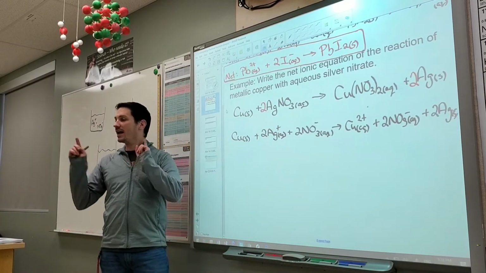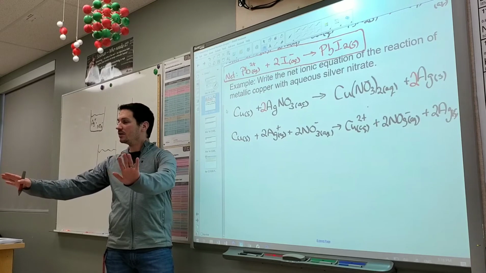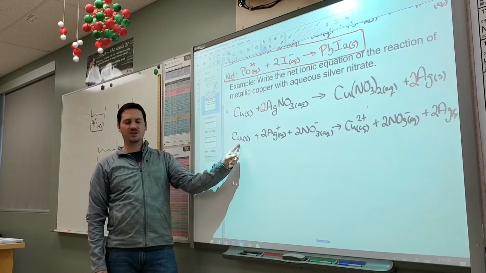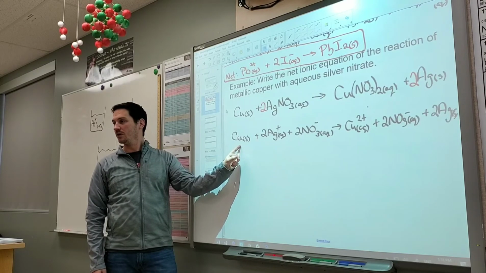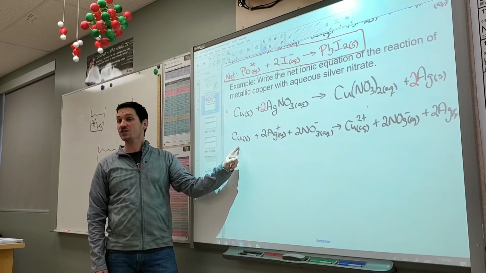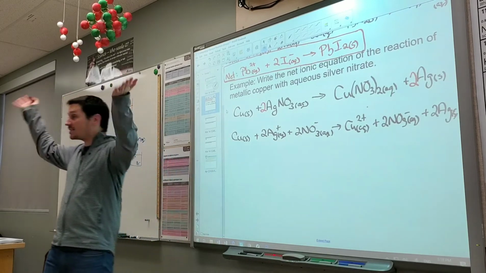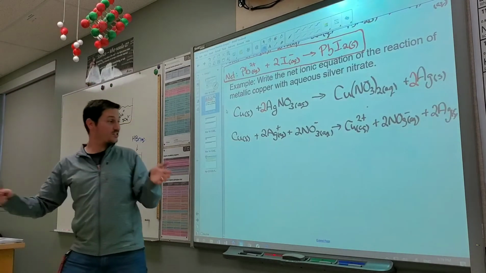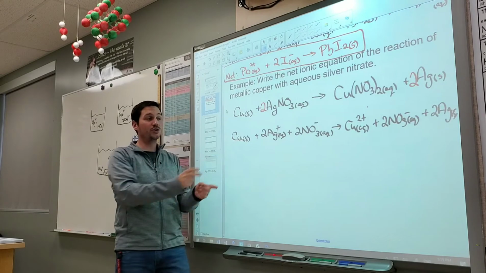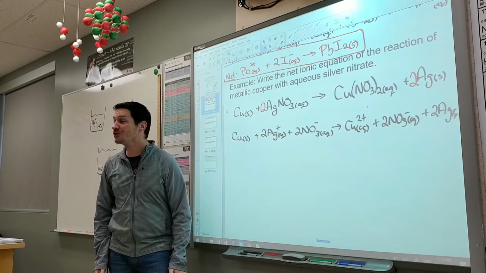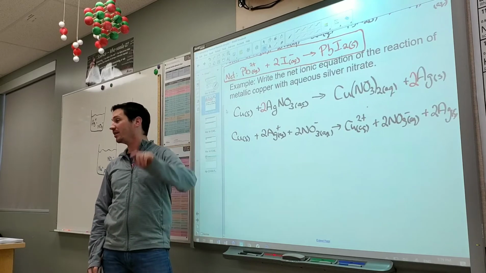Okay, let's go one at a time. Okay, look at the front. Copper. Does copper change in any way, shape, or form? Yes, it does change. Super duper, huge change. This is a massive change. This is the biggest change in the world. This is going from an atom to an ion. That's a huge change. Can we cross off copper?